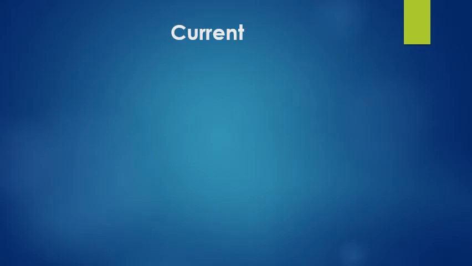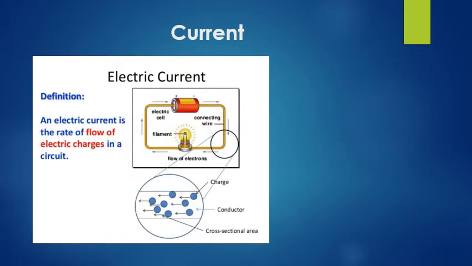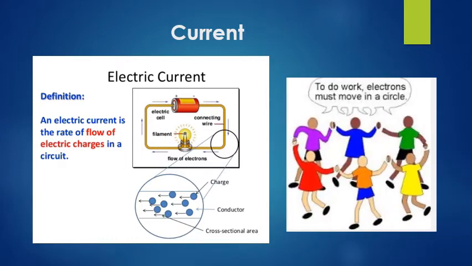So what is current? Well, current is defined as the rate of flow of electric charges in a circuit. But of course we need to know what these electric charges are. These electric charges are electrons. They are the negatively charged particles that orbit the nucleus of an atom. And of course, to do work, the electrons must move in a complete circuit. So we think of it as being like a circle, and the electrons can move through that circle.